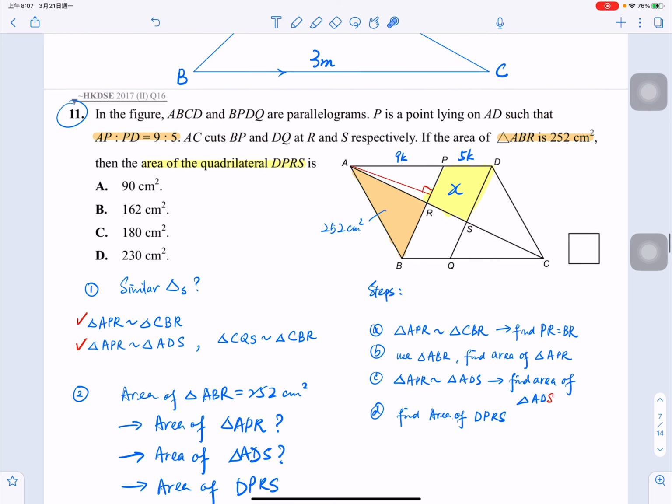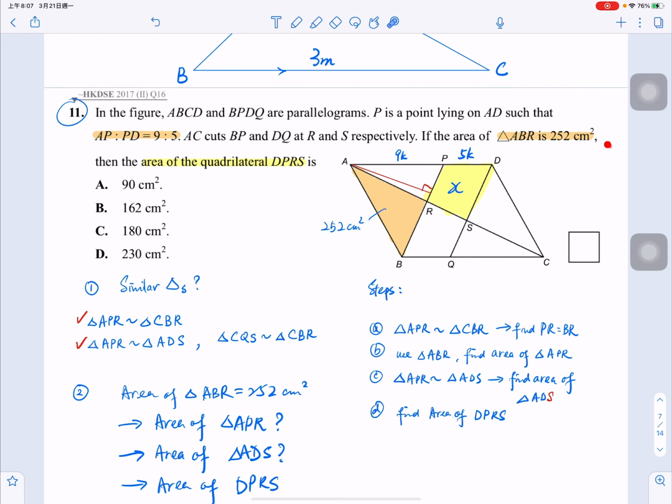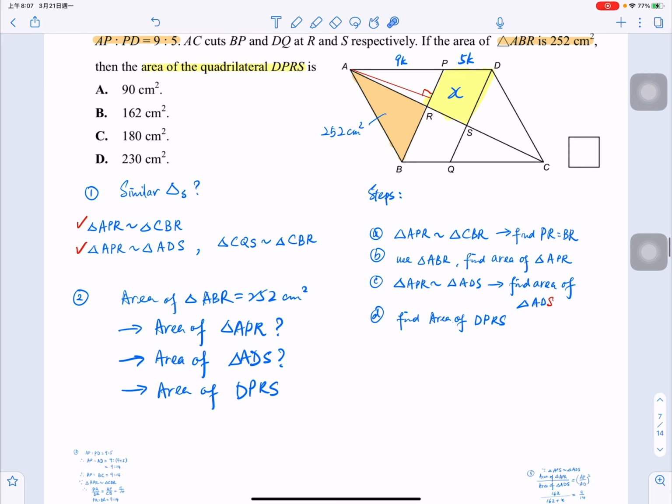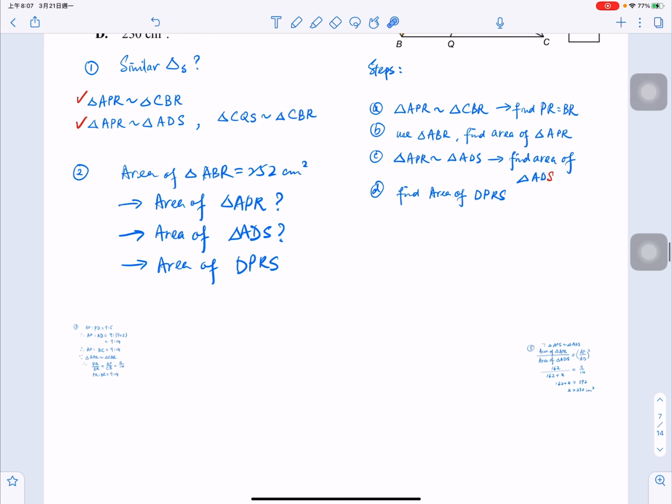Okay, so let's start. In the question, besides the area, we only have the ratio AP to PD. And these two lengths help us to find out the length of BC. You can think of it as 9K and 5K all together. That means 14K. So these two similar triangles, then you can solve it. Let's start.